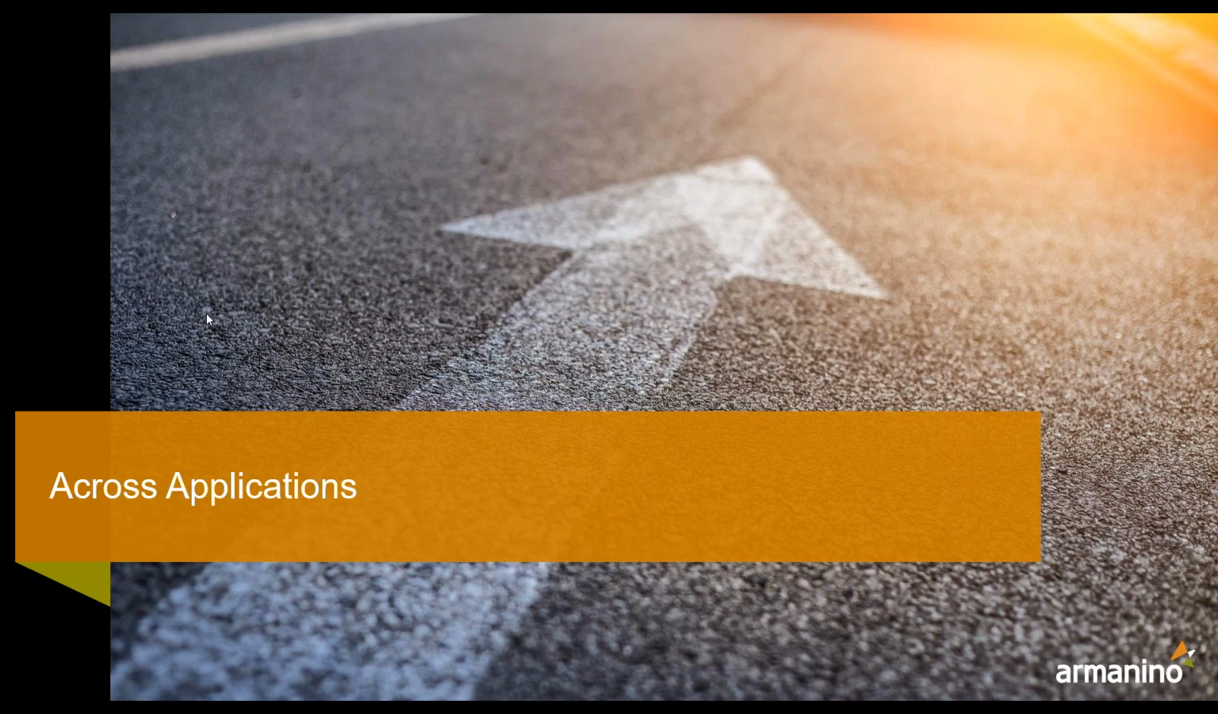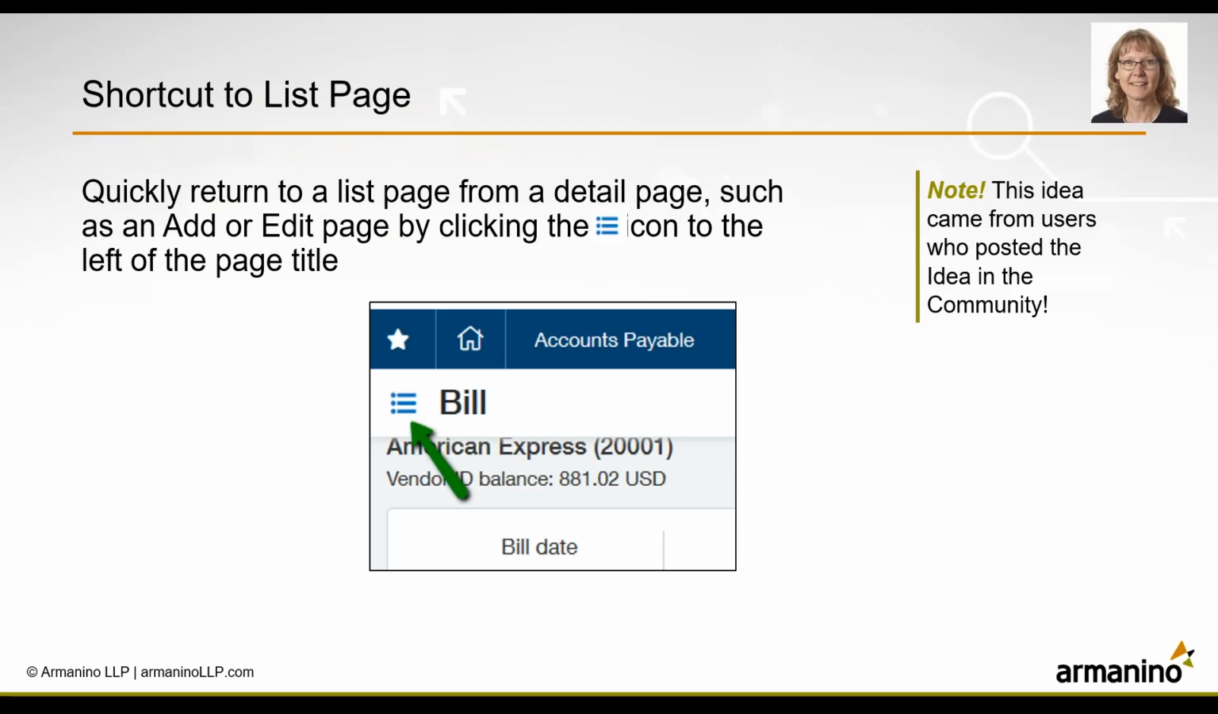Okay, across applications, a few things. Funny how we go from day to day, right? And we might not notice new things. Maybe you've noticed this, maybe you haven't, but they've added this shortcut, if you will, to list pages from a detail page. So it's this little blue icon, and if you hover over it in Intacct, it says Go to List. What this is intended to do is to quickly get you back to the list you started from.